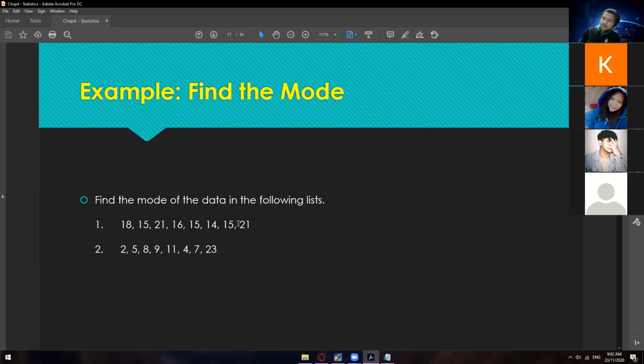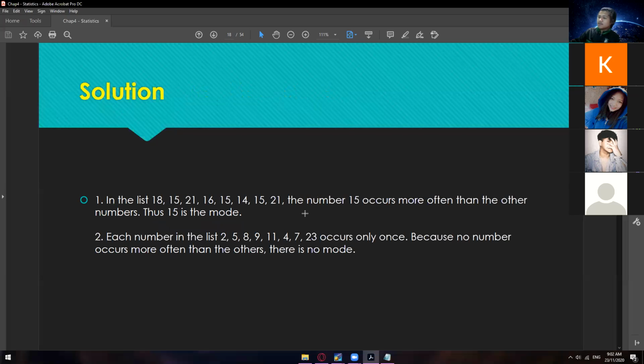No mode. Okay, so in that case, we don't have a mode because all of the data occurs only once. Okay, so simple as that. So very easy, right? So here's the solution. In number 1, 15 occurs more than the other numbers, so we could say that 15 is the mode. And then for number 2, all of them occur once, so we could say that there is no mode.